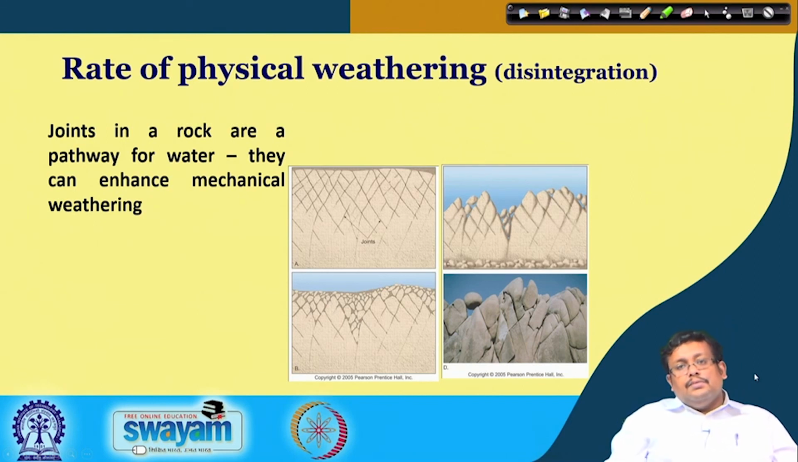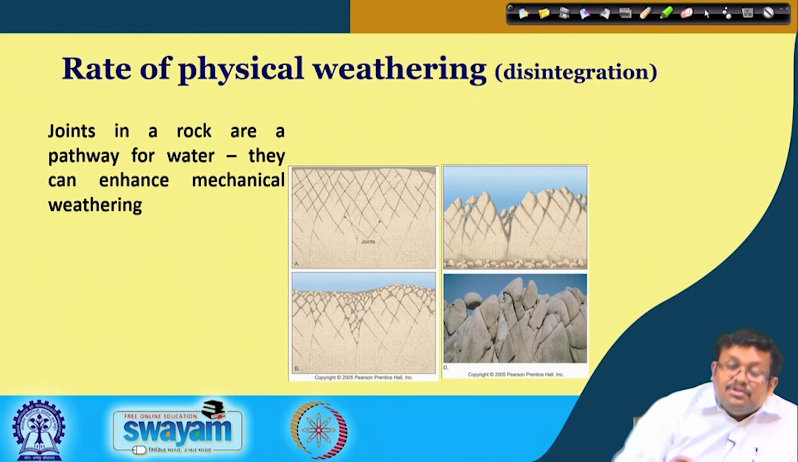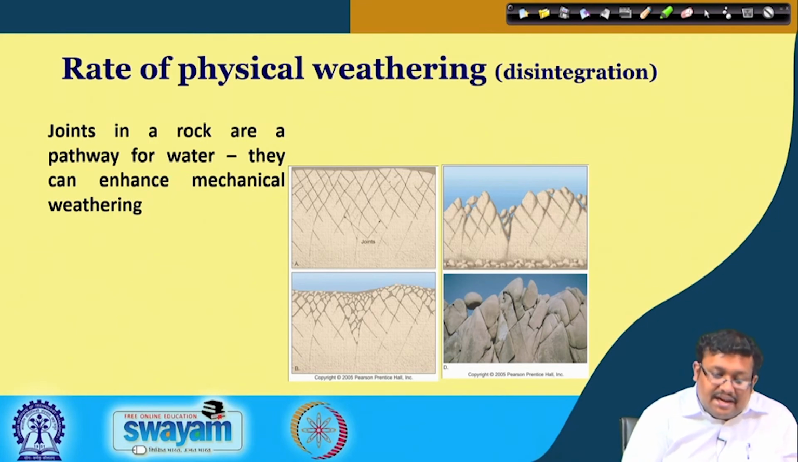Also, you will see that the rate of physical weathering or disintegration is different for different areas. Here you can see a joint in a rock, or a pathway. In this picture it is clearly evident that there are some joints in the rocks, and water moves through these joints, and these joints basically enhance physical weathering. So, these are the primary sites where physical weathering is more prevalent.